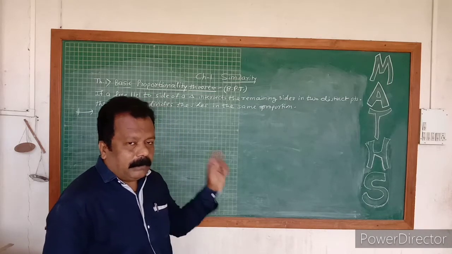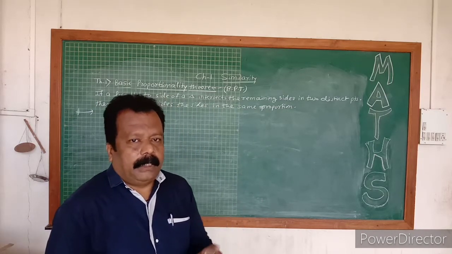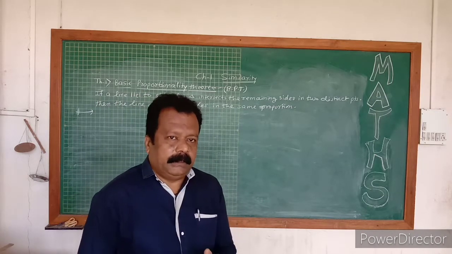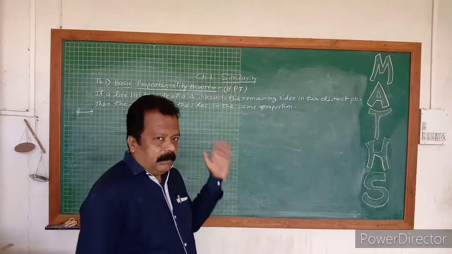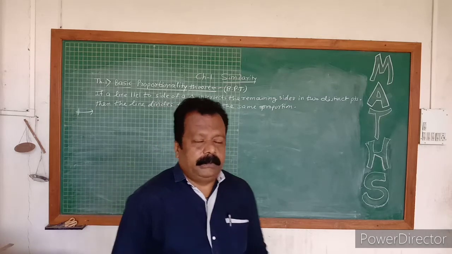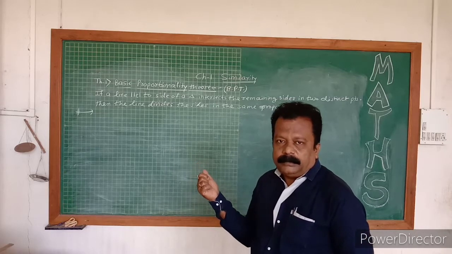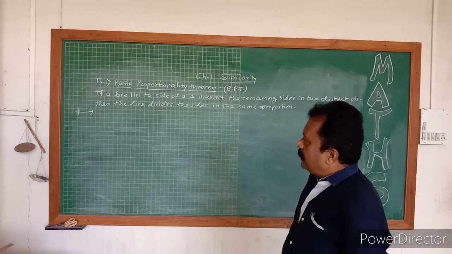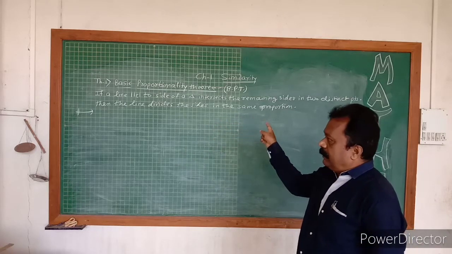Now, chapter number 1, similarity, exercise number 1.1 and properties number 1, 2, 3. We have learned them properly. So, now we have to start the theorems, how to give the theorem and the proof of that theorem. So the first theorem is BPT, the Basic Proportionality Theorem.